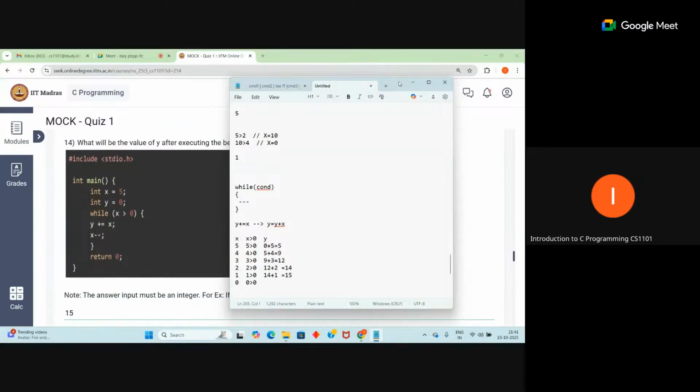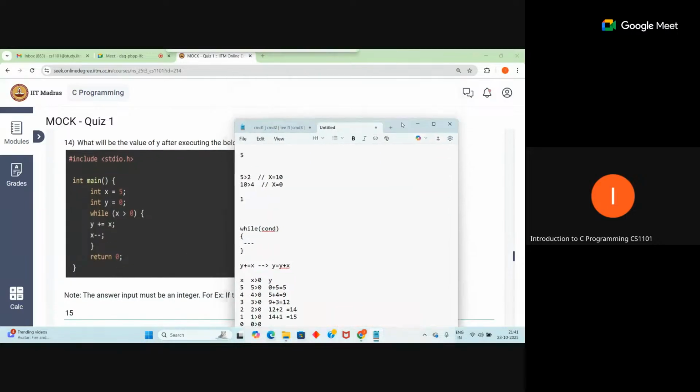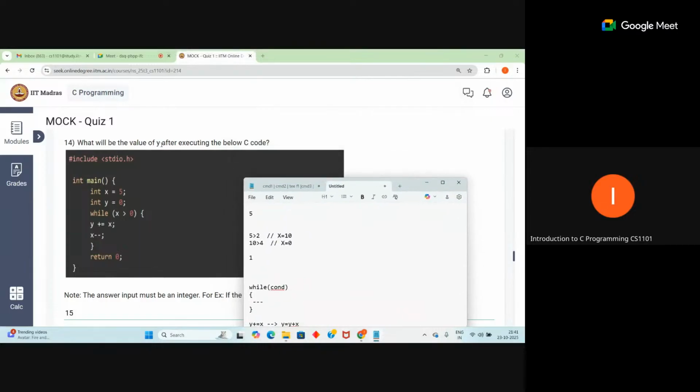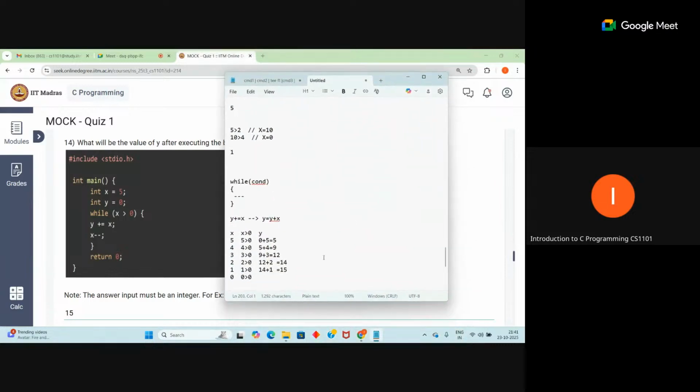So by the time it stops, what is the answer we are asking? What will be the value of y after executing the below C code? What is the value of y now? 15. So by the time it comes out of this loop, the y value is 15. So the answer is 15.